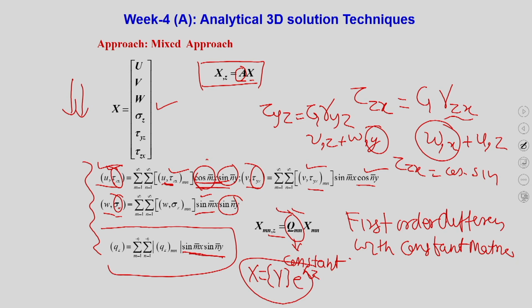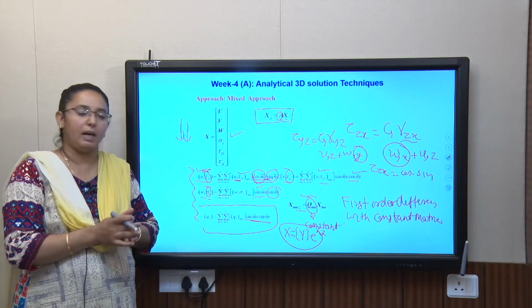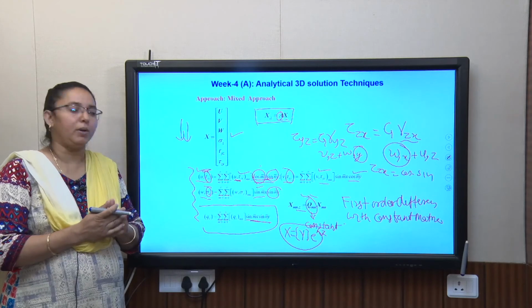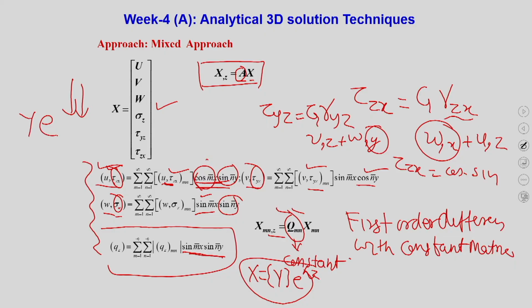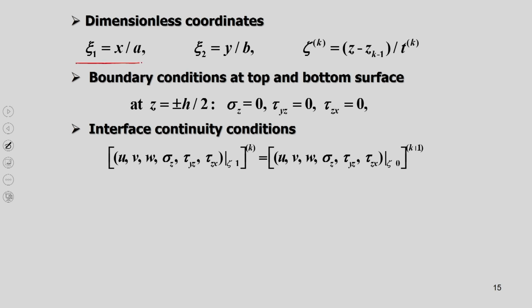The solution procedure is given in any journal paper of Kapuria and Achary, or you can go to a book of JEA, there you can go through. Generally we use dimensionless coordinates xi1, xi2, zeta along the thickness, and similarly the interface continuity conditions. These are very useful using the known dimensionless coordinates.